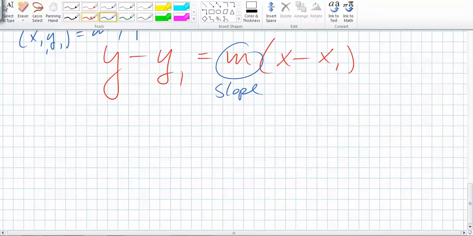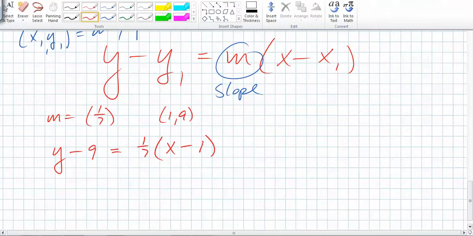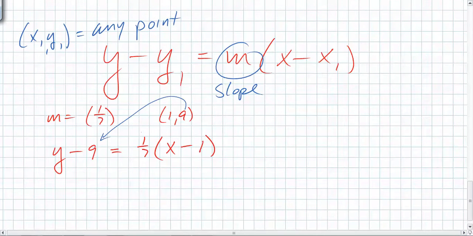So let's say I said the slope of a line is 1/7, and the point it goes through is 1, 9. So you can just literally plug this in. So it's going to be y minus 9, because the 9 is the y value of the 1 point we know, equals 1/7 times x minus 1, because 1 is the x value. The 9 went right there, the 1 went right there, and the 1/7 went right there.